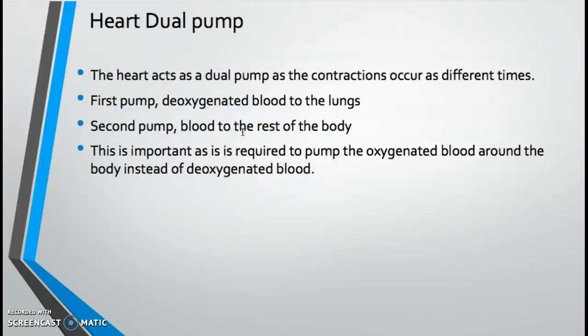The heart acts as a dual pump as the contractions occur at different times. So the first pump is the deoxygenated blood going out of the heart towards the lungs so that it can become oxygenated, and the second pump, after the blood's returned to the heart, is the blood going to the rest of the body. And this is important as we don't want deoxygenated blood going into the rest of the body, because then the cells will not get oxygen.